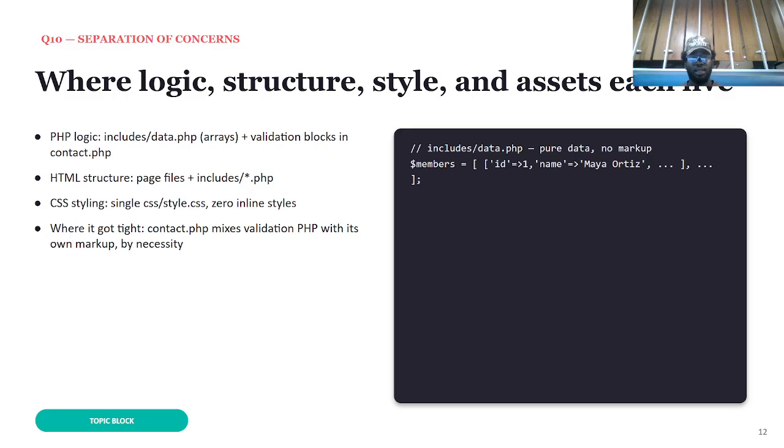Where the separation gets genuinely tight is the contact PHP file itself, where the POST validation logic and the form's HTML markup live in the same file. Because the form needs to redisplay the visitor's typed values and error messages in line with the fields, I didn't split that into separate processing files, because it's a 4-page solo project. One process-and-render file for the form was the method of choice rather than routing it back through a second file for a single form.